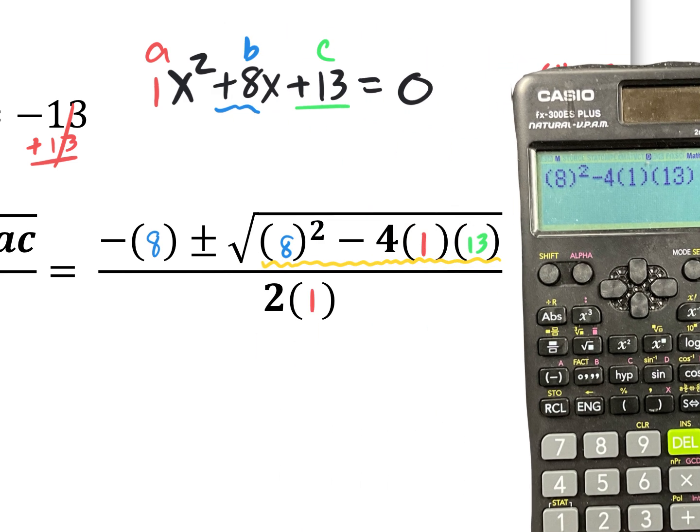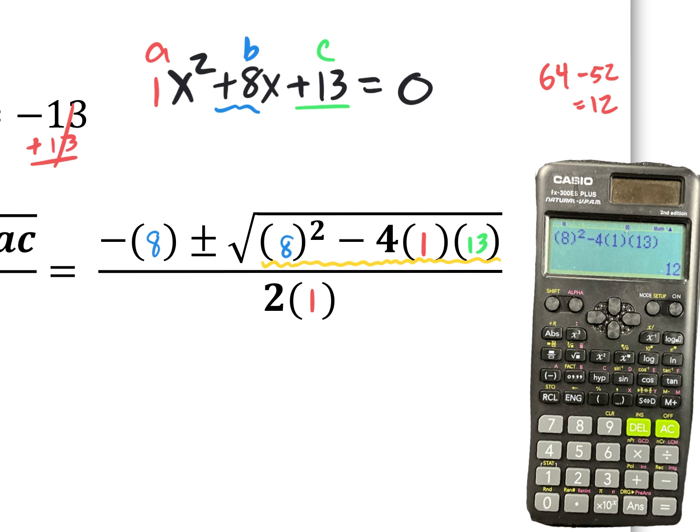The discriminant is the value inside the root. Don't type in the square root, right? Just type in the inside of the square root, and get an actual answer. Sometimes that answer might be negative, which is going to produce imaginary values. Sometimes that answer might be 0, right? Sometimes it might be a perfect square number. Right here, it's just the number 12, which is not a perfect square number.